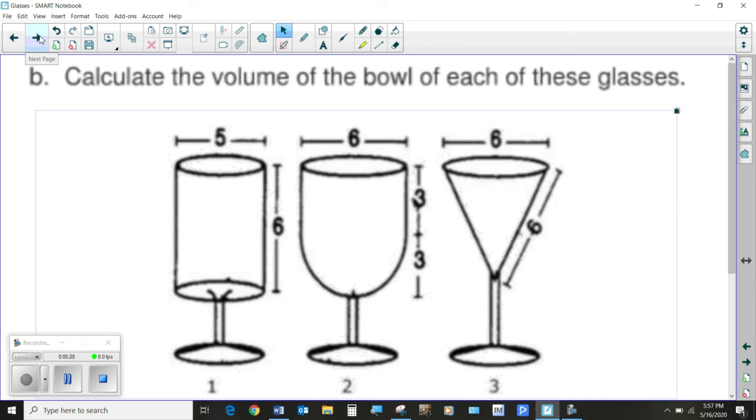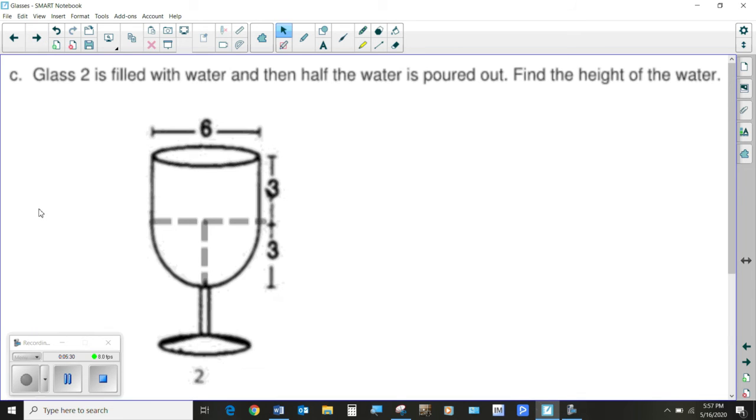Okay, now we get to part C. This is the part where most of the time students struggle. I've drawn in these dashed lines. It's important for you to note that this is 3 centimeters, this is 3 centimeters, and this is 3 centimeters, and also the height of that cylinder. But this is going to be important for you to understand here.